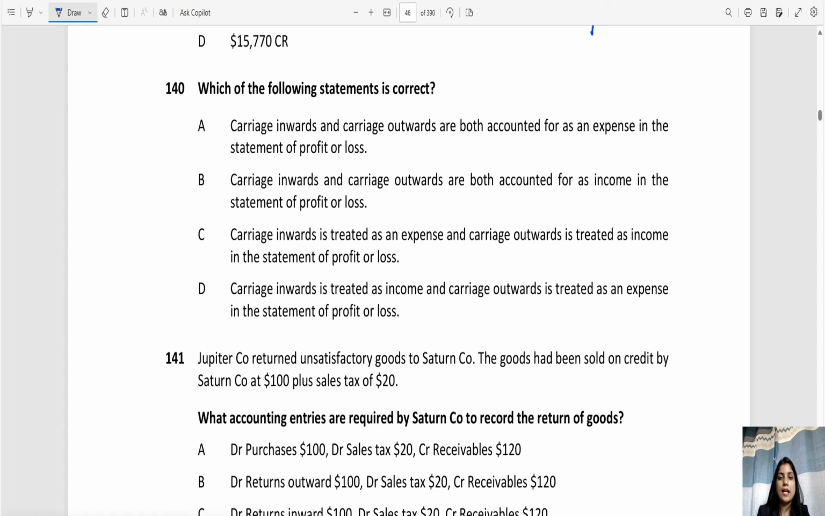B. Carriage inward and carriage outward are both accounted for as income in the statement of profit or loss. No, it's expense. And C. Carriage inward is treated as an expense, carriage outward is treated as an income. It's also incorrect. They have just crisscrossed the words. The main concept is that carriage inward is incurred in relation to the purchase of goods, and carriage outward is incurred when you are delivering the goods. So both are expenses, and should be accounted in the statement of profit or loss. Okay.